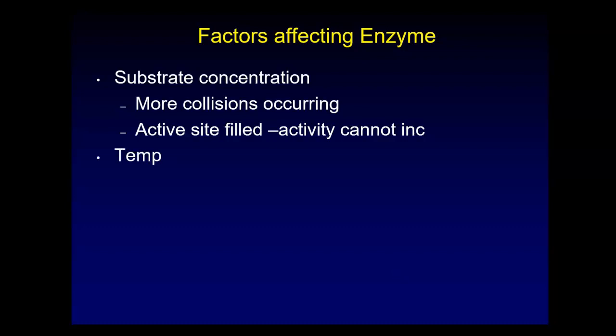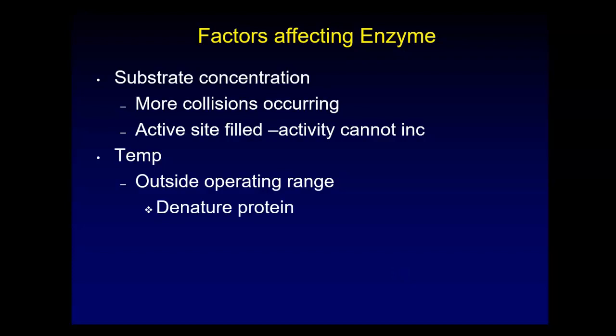Temperature affects the rate of an enzyme's activity. As we increase temperature, of course, the rate is going to increase, but we can increase the temperature so much, or even decrease the temperature so much, that we affect the enzyme's rate. What will end up happening is if the temperature is either too high or too low, so if we're outside of the operating range, we run the risk of denaturing the protein. And what do I mean by denaturing the protein? We're actually altering its structure.